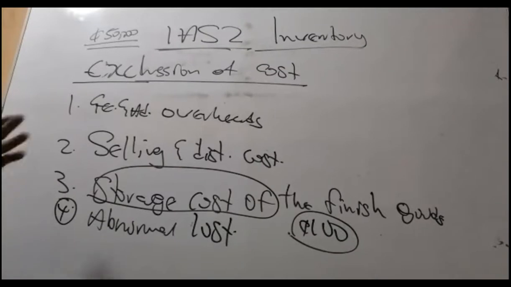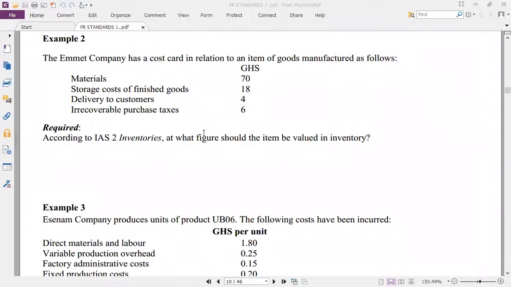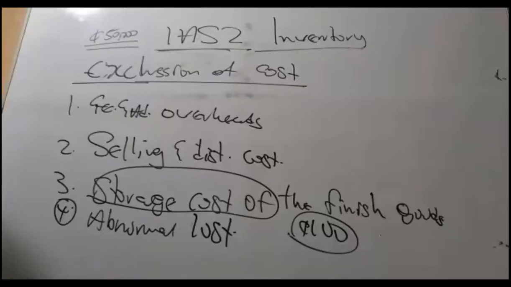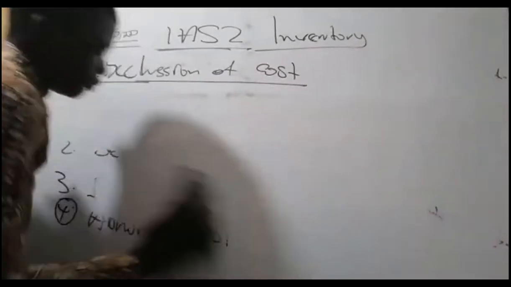So that's why we make the point about the goods being in their present condition or location, a condition that can enable the intended use or sale. That will be selling and distribution cost, which must be excluded. So irrecoverable purchase tax, yes, it must be part. So in short, in solving this question, just add 70 to 6, 76, and then you are done. So this is how you will solve the question.